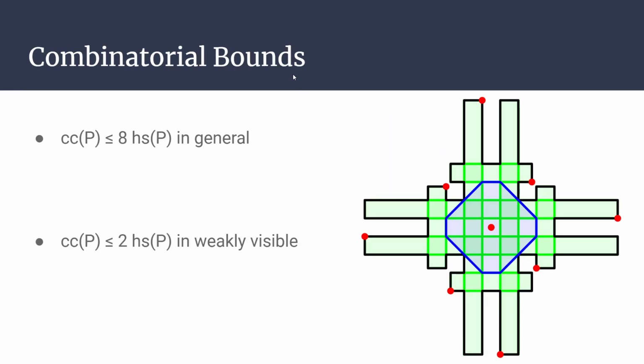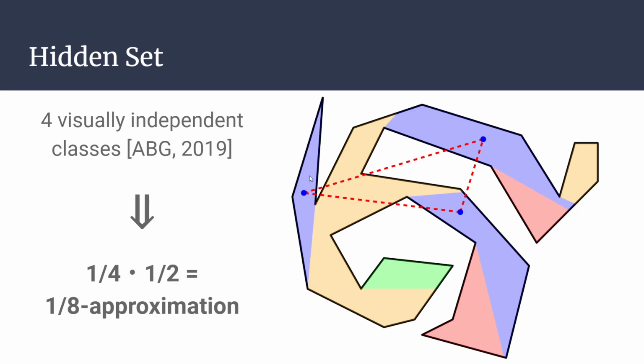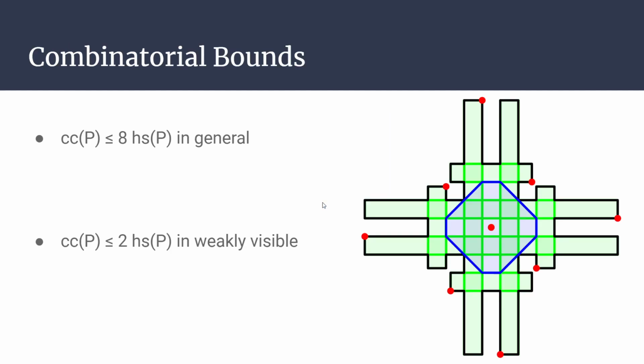So in terms of the combinatorial bounds, what this says for us is that the convex cover number is always less than or equal to 8 times the hidden set number, and that comes down from here. If we look at the convex pieces in each of these weakly visible sets, there are at most 2 times as many convex pieces. So if we have a 1/8 approximation, we have at most 8 times as many convex pieces as hidden points. For the convex cover number in weakly visible, we have that 2 gap, and that comes directly from our algorithm.